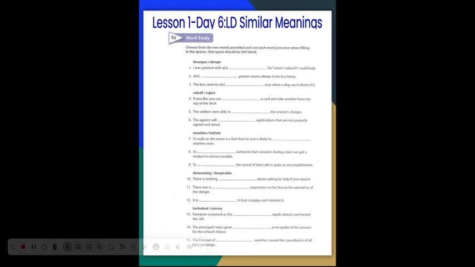Now let's look at number 2. A blank person seems always to be in a hurry. Or number 3, the bus came to a blank stop. So you have to decide right now which word goes on which line and which line is left blank. So number 1, let's see what you would think it would be.